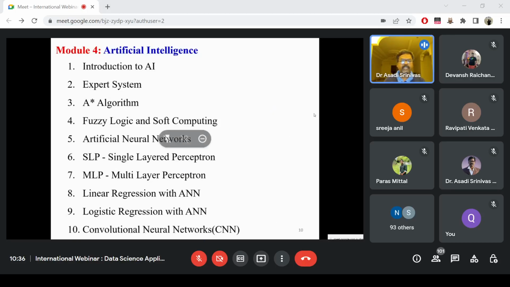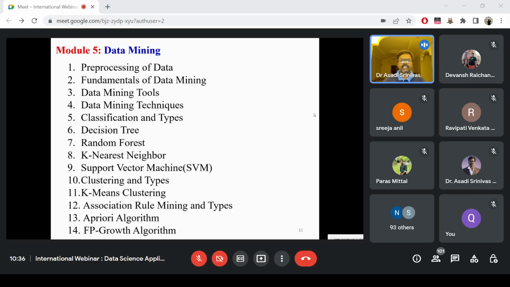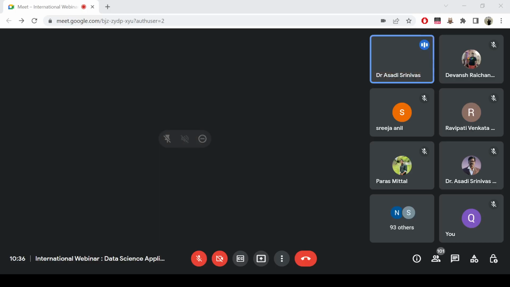Then in artificial intelligence: introduction to artificial intelligence, expert system, A-star algorithm, fuzzy logic and soft computing, artificial neural networks, single layer perceptron, multi-layer perceptron, linear regression with ANN, logistic regression with ANN, and convolutional neural networks, that is called CNN. In data mining, I am going to cover the classification techniques, the clustering techniques, the association rule mining techniques, the Apriori algorithm, the FP growth algorithm, etc.